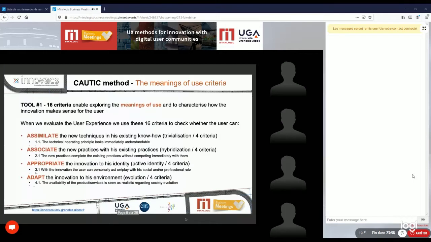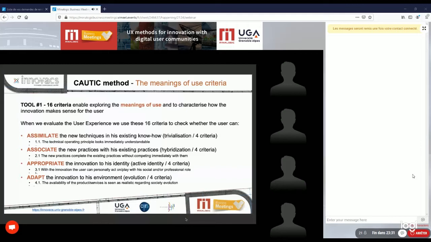So the first tool of the CAUTIC method in order to apply this principle is to use a set of criteria in order to observe these dimensions and to evaluate how the innovation interacts with the user's context at these four levels. So today we have 16 criteria that enable exploring the meanings of use and characterizing how the innovation makes sense for the user.